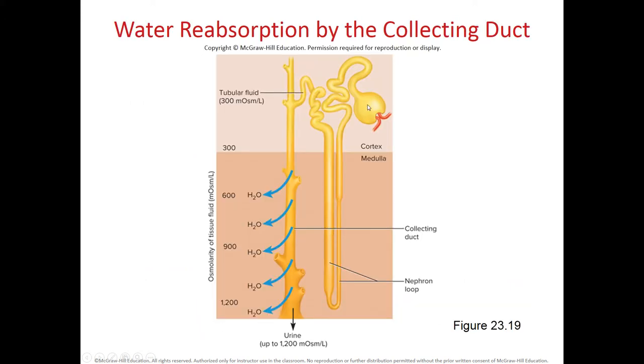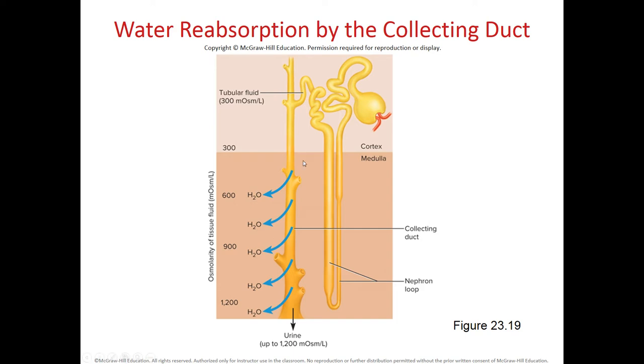So this will be how the fluid will move. From the glomerular space, the filtrate is now going to be called tubular fluid. In the PCT, then it will run into the nephron loop, into the DCT, into the collecting ducts, into the papillary ducts, into the minor calyces, into the major calyces, into the renal pelvis, and then into the ureter, into the urinary bladder, into the urethra, and outside of the body.